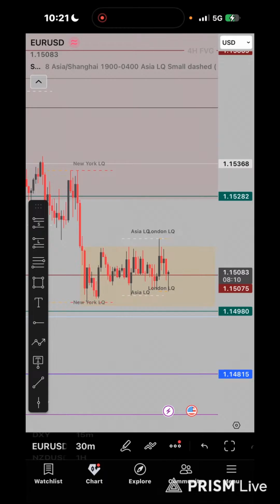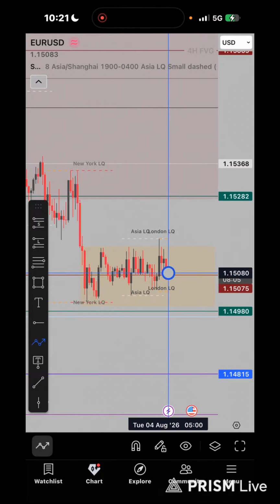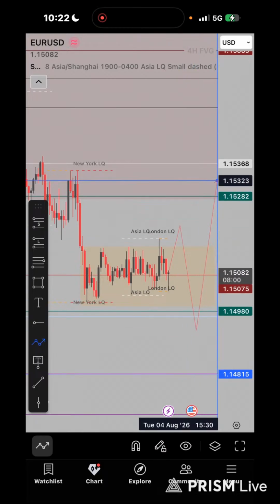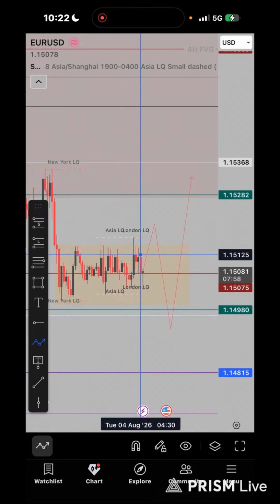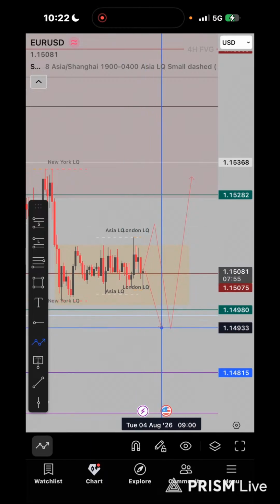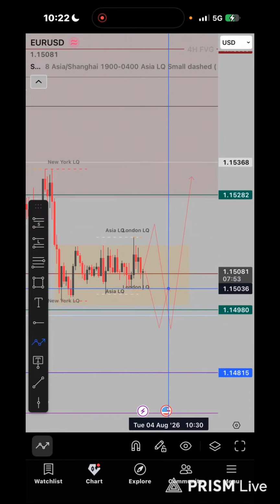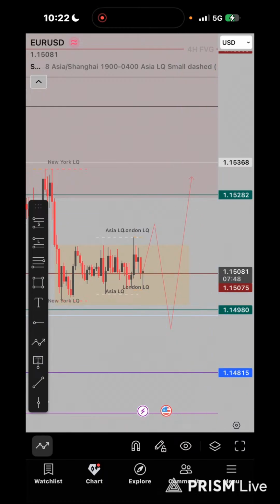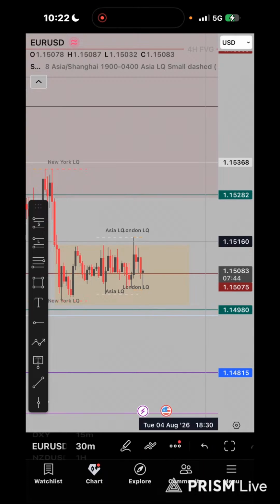What tends to happen is that we sweep both sides. So essentially what I would be waiting for in this instance is for price to sweep the Asia highs and Asia lows if I believe it's going to go up, or I'll just expect to see the inverse of that if I expect it to go down, sorry. So take out the sell side, take out the buy side, and then move down. Essentially what I would do is set an alert above this zone, 1.1516.